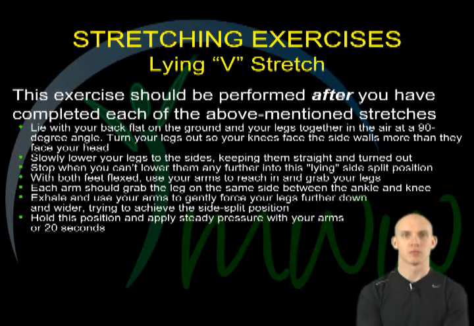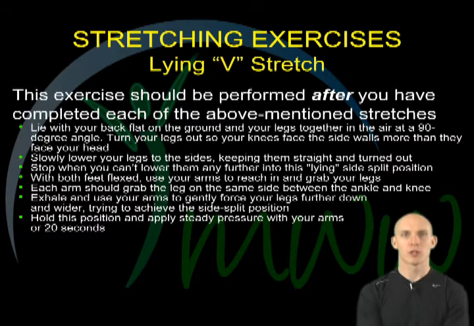Lion V stretch. This exercise should be performed after you have performed each of the prior stretches individually. Start by lying down with your back flat on the ground and your legs straight together in the air at a 90-degree angle. Try to turn your legs outward so that your knees are facing the side walls more than they are facing your head. Slowly bring your legs down to the sides, keeping them straight and turned out.